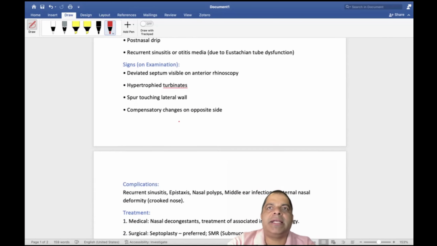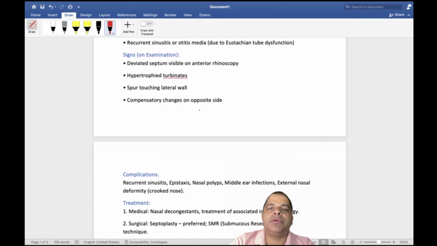What do you see in the examination? Yes, you can see there is a deviated nasal septum. In anterior rhinoscopy, you have to confirm that. You can see deviation on either the right side or left side. There is a little airway on the obstructed, deviated side. Otherwise, there is a bigger airway on the opposite side.